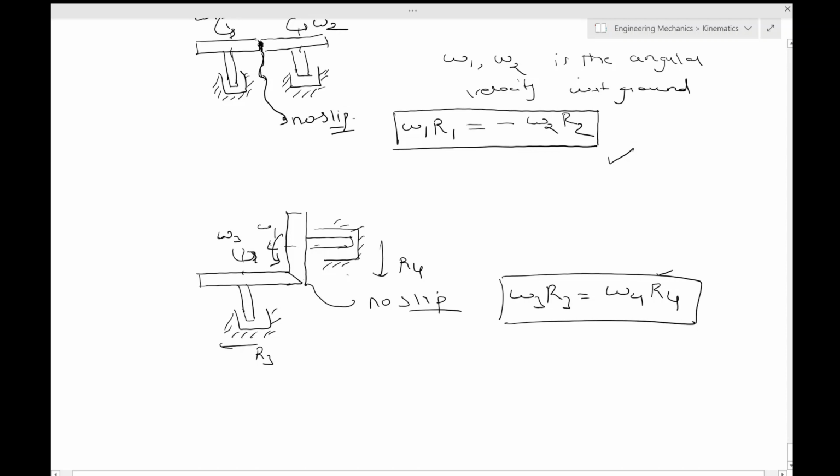Fine. So this is where we can end our discussion on kinematics, unless there is some other important issue which must be discussed. So thank you.